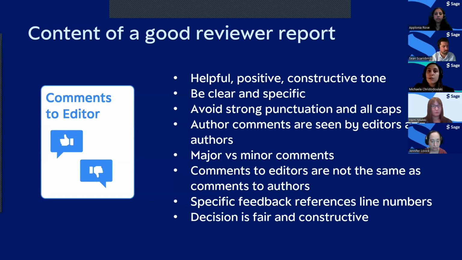The manuscript that reviewers see is a system-generated PDF that includes line numbers. It's really helpful when reviewers reference these line numbers, so the authors know exactly where they need to revise the paper. Your decision should be honest and constructive. If you think an article should be rejected, please select that. Do not select major revision because you feel bad for the author. The journal editor will appreciate your honest evaluation of the manuscript and will make an appropriate decision.